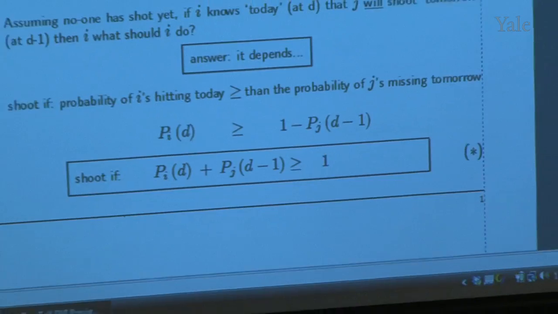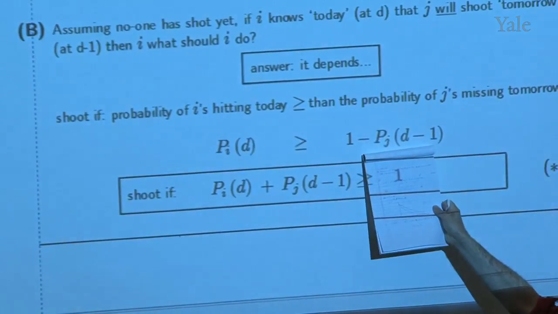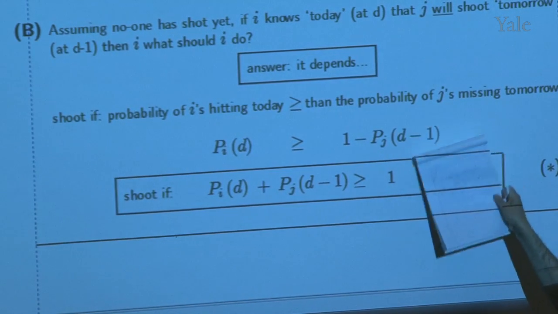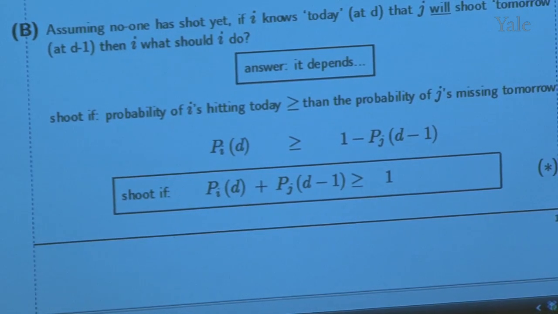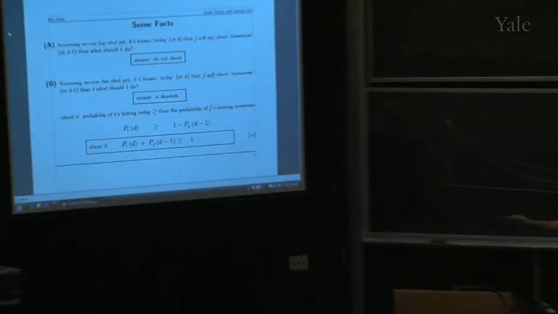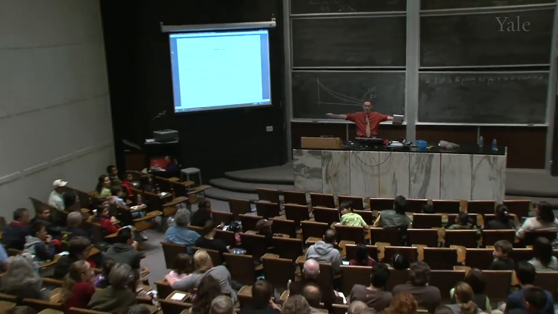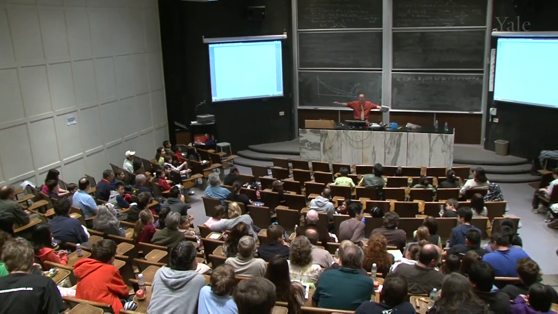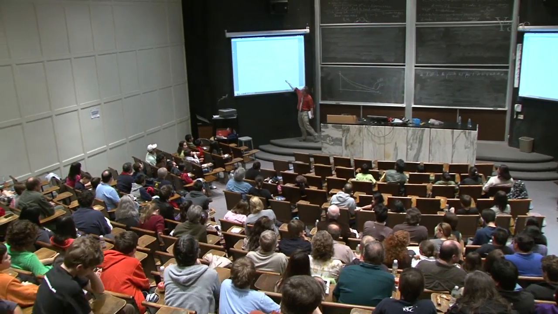Everyone okay with that? Let's run past it again. Here we just had the probability that I hit today versus the probability that you miss tomorrow. I took this PJ D minus 1 and I swung it over to the other side of the inequality. That's it for math. Everyone okay with it? Wave your hands in the air if that was horrific math. The parents are the ones who should be embarrassed here. Are the parents okay with the math? Yes, okay. So this is what I'm going to use.